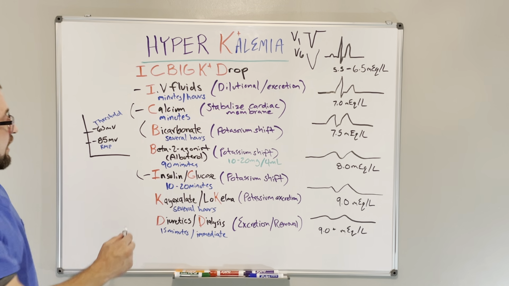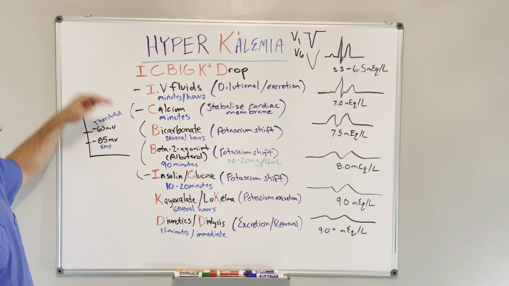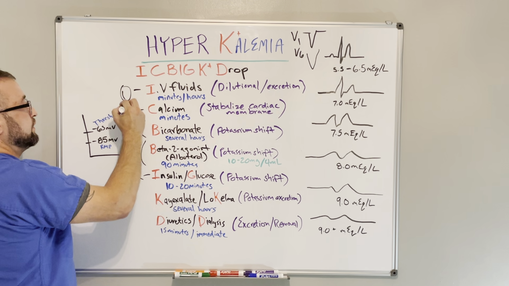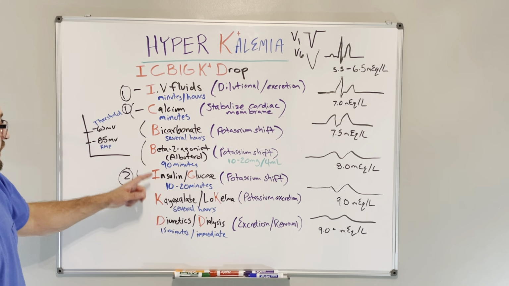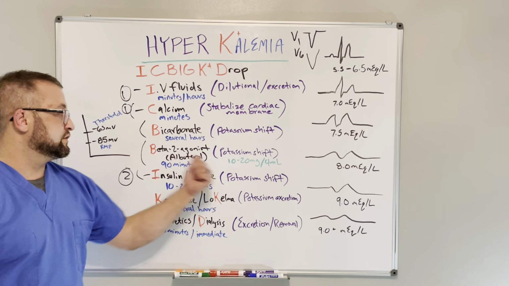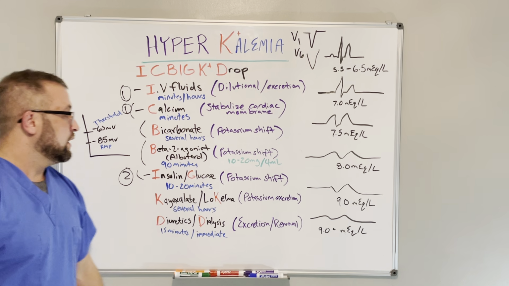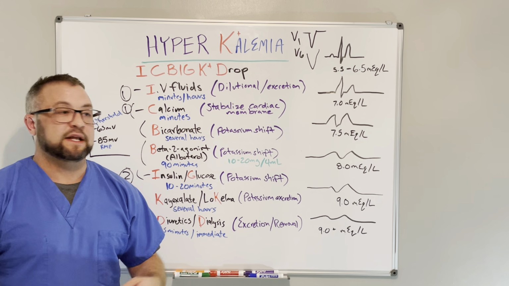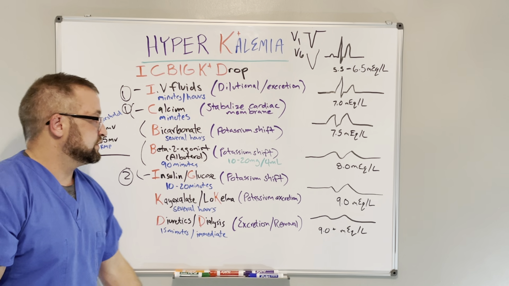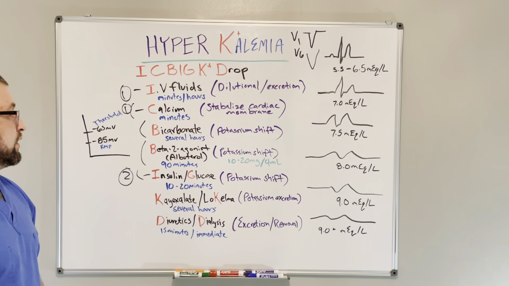All right, so our other option to do shifting after that, if we had to put in order, we would put these as our number 1. We would put that as our number 2. The other option we have is using a beta-2 agonist like albuterol. Breathing treatments will work to shift potassium. Now, they take up to 90 minutes to get a shift that's meaningful, so they're a little slower.